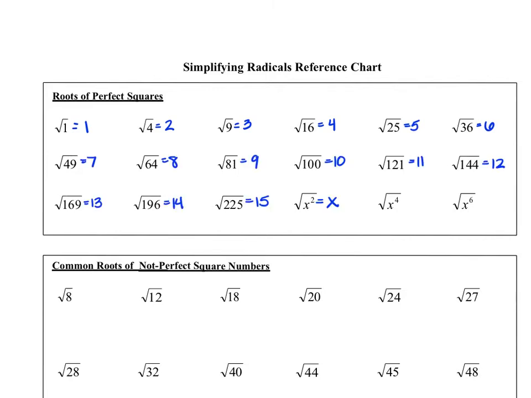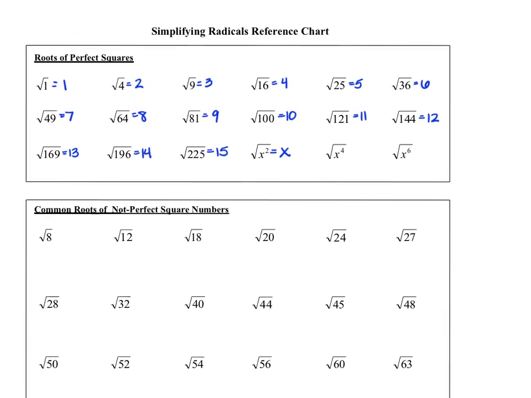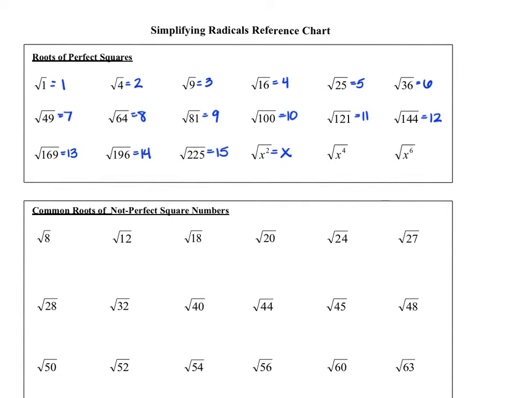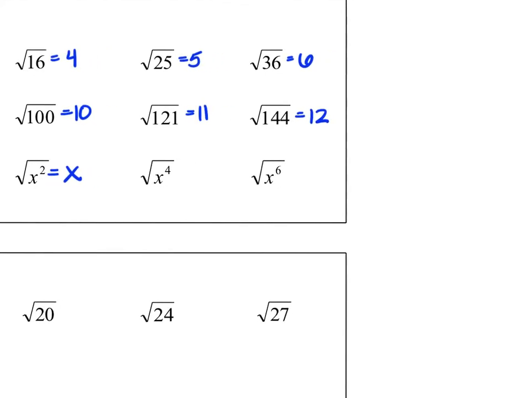Okay, go ahead and check your work on the roots of perfect squares, the top box. It's okay if you didn't do the variable ones. I'm going to show you how to do those next. So for the variable ones, an even exponent will divide by 2. There's a little 2 here that is never written. When you have a cube root, fourth root, or fifth root, the index is written there, but for a square root, you just assume that it's a 2.